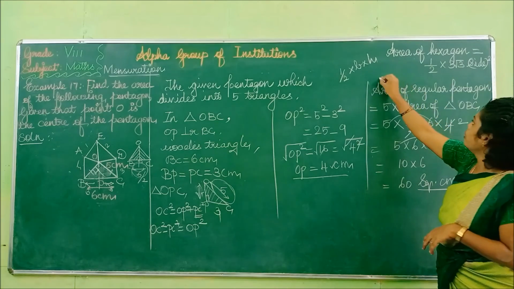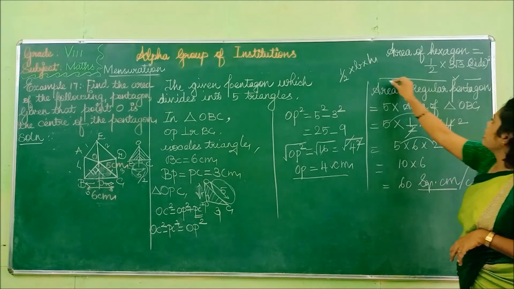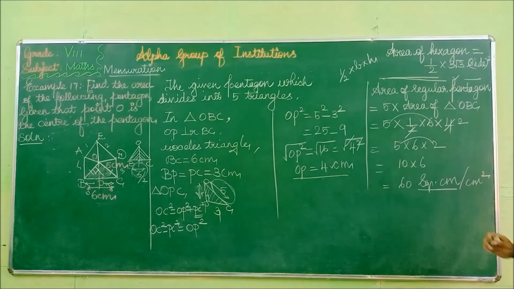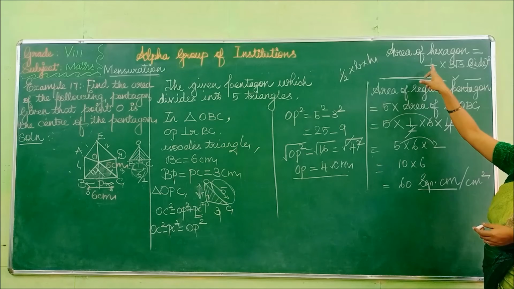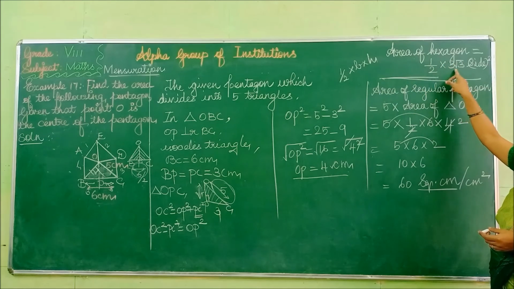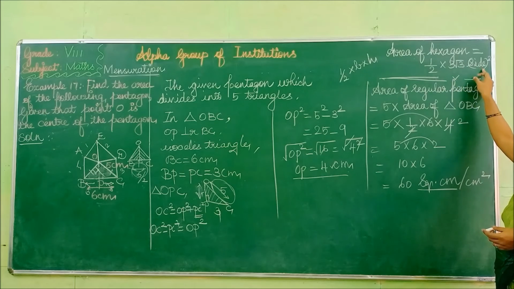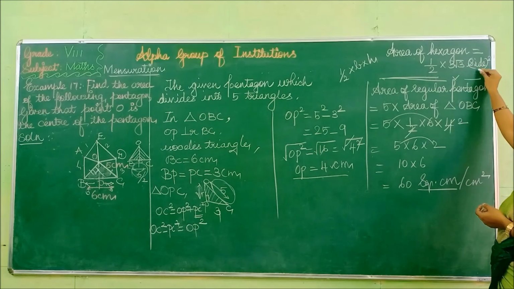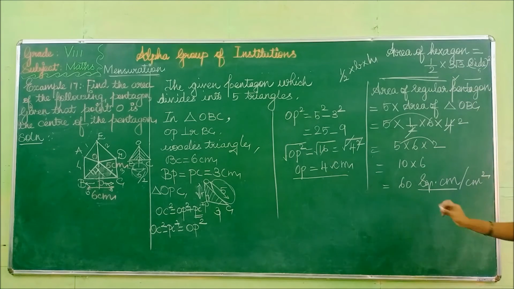And you have to learn one more formula, which I have given you as homework. That formula is, if the question is to find the area of a hexagon, you have to write the formula of a regular hexagon, equal to 1 by 2, 3 into root 3 into side squared. If they give the side as 5 centimeter, you can apply it and find.